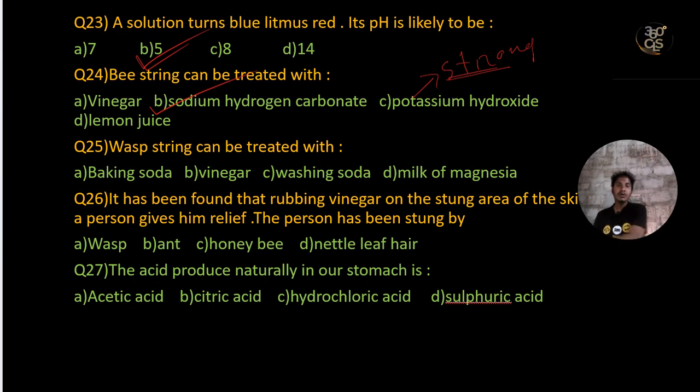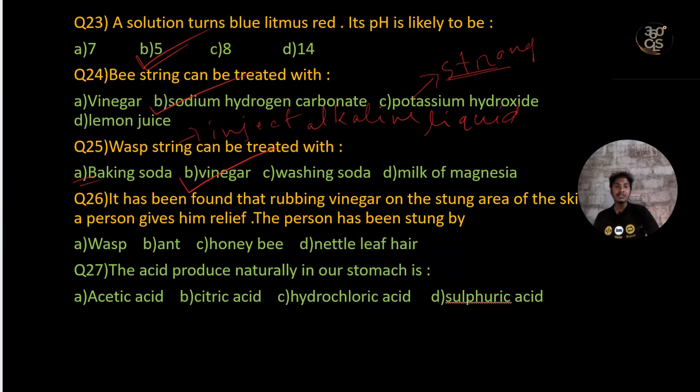The next problem is, a wasp sting can be treated with. Wasp sting injects us what? Alkaline liquid. So we can treat it with an acid. Baking soda is basic in nature, so we can't use it. Vinegar is an acid, so we can use it. Okay, vinegar. Washing soda, no. Milk of magnesia, no. The correct answer is B.